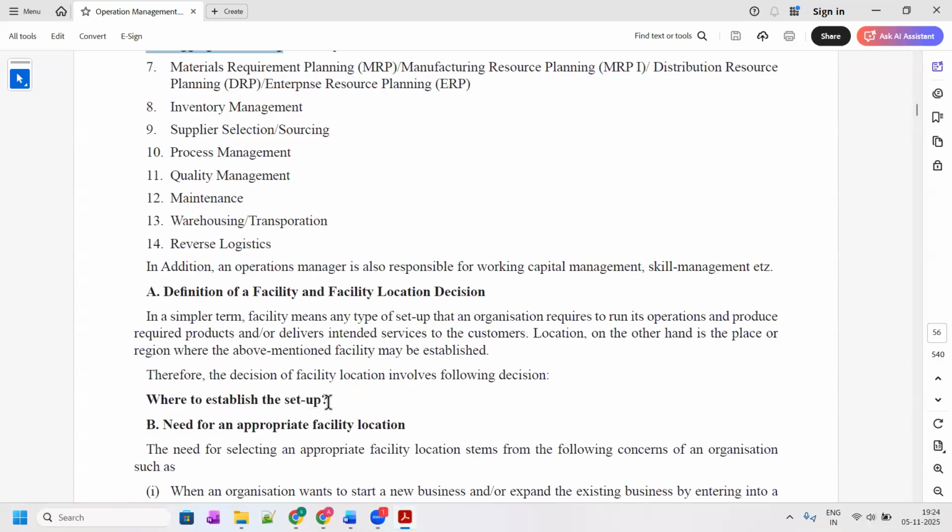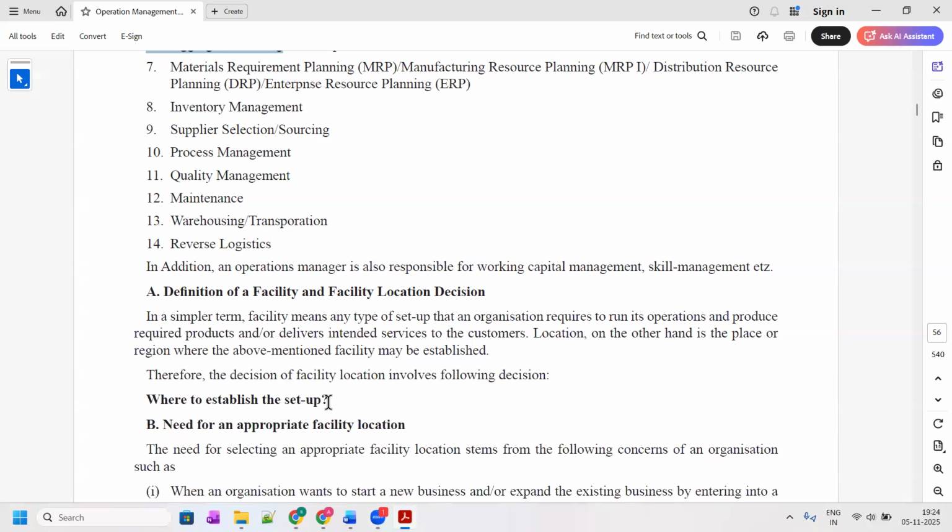Then we have maintenance, where we keep machines and equipment in good working conditions. Then we have warehousing or transportation, which manage the storage and delivery. We have reverse logistics, which handles the product return or recycling activities.